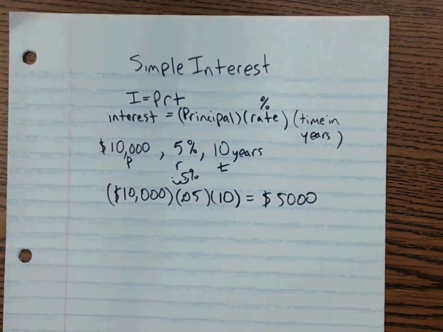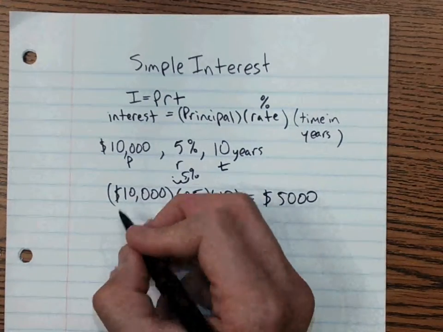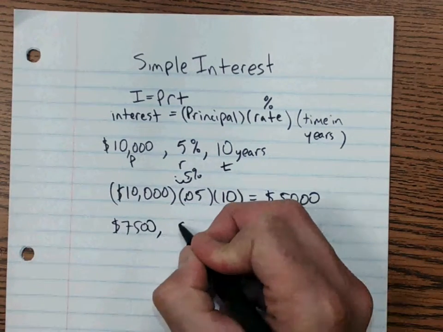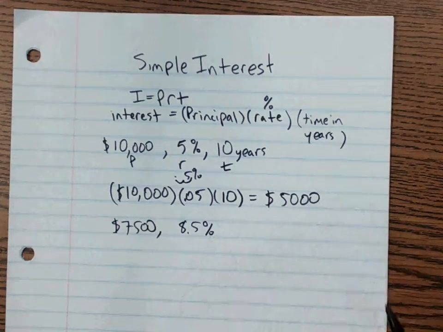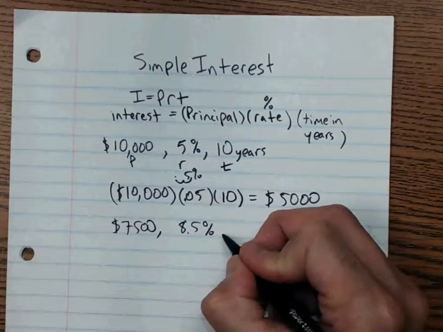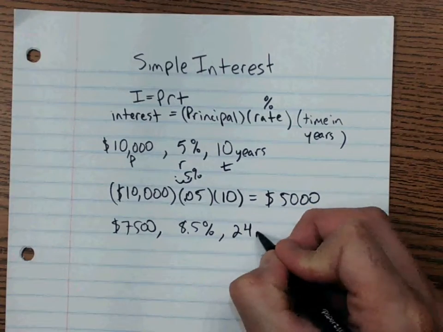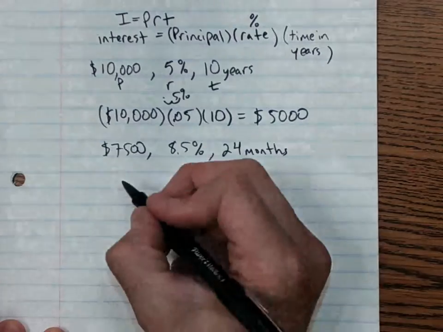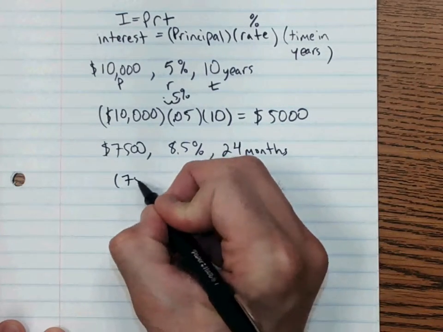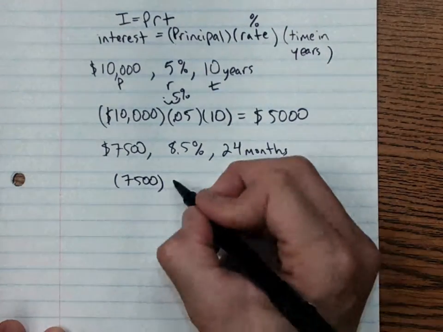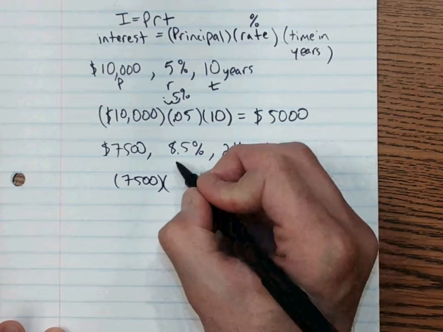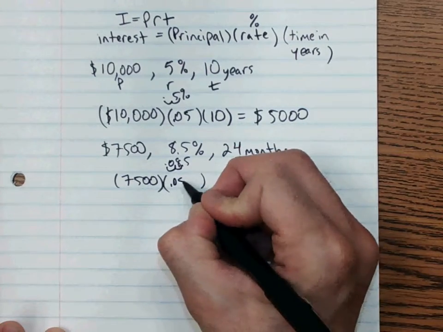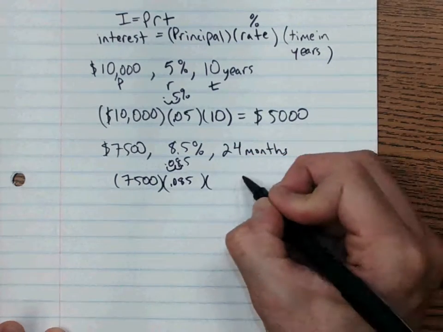Okay, let's go over one more example. So you got a loan for $7,500 and 8.5% interest rate and 24 months. Okay, let's put them in our formula. My principal, my beginning balance is $7,500. My rate as a decimal, remember, it has to go in as a decimal. I'm going to move it once, twice, 0.085. And then my time.